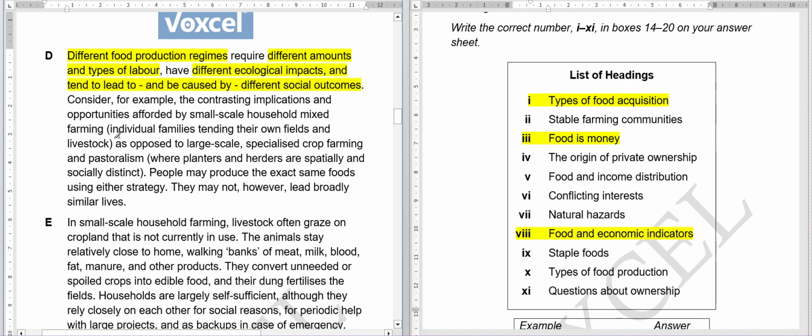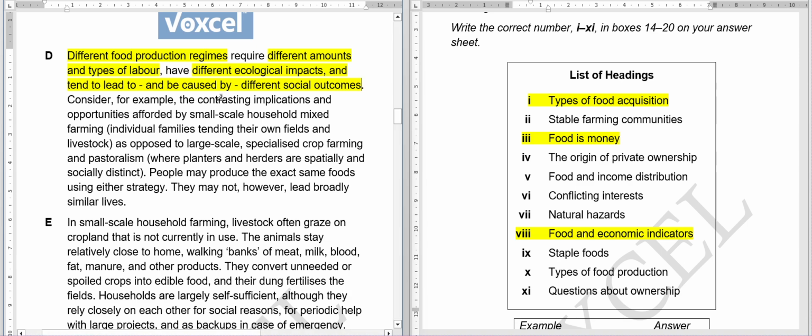Consider, for example, the contrasting implications and opportunities afforded by small scale household mixed farming, individual families tending their own fields and livestock, as opposed to large scale specialized crop farming and pastoralism, where planters and herders are spatially and socially distinct. People may produce the exact same foods using either strategy. They may not, however, lead broadly similar lives.